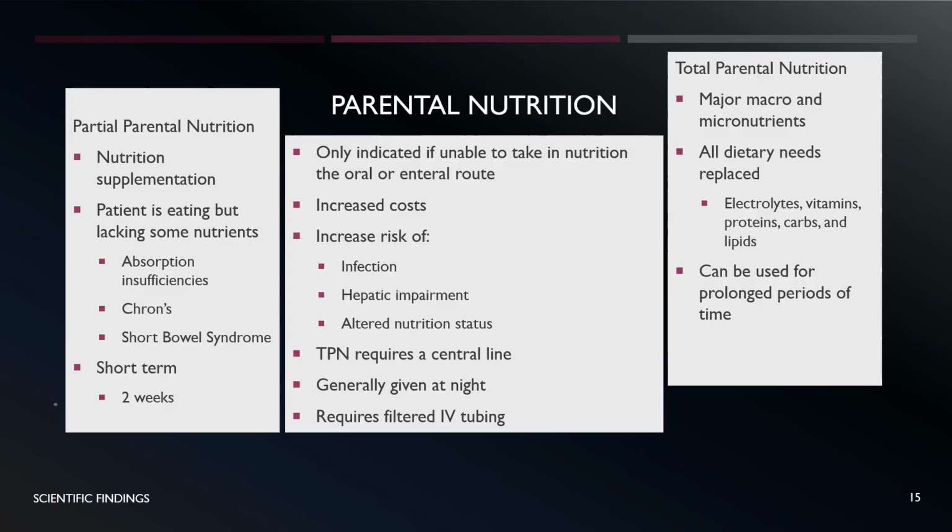Partial parenteral nutrition can sometimes just be vitamins, it can be fluids, it can be minerals, and it can be our lipids and our fats. It's not always all of them, whereas total parenteral nutrition is all of our macro and micronutrients. So they're going to be getting their lipids, their electrolytes, their vitamins, their trace minerals, everything that they need is going to be going parenterally. It can be used for prolonged periods of time.